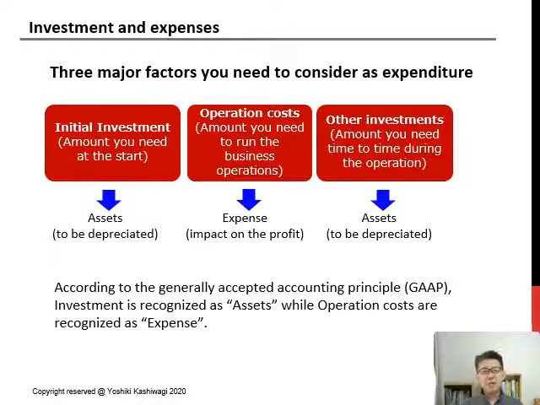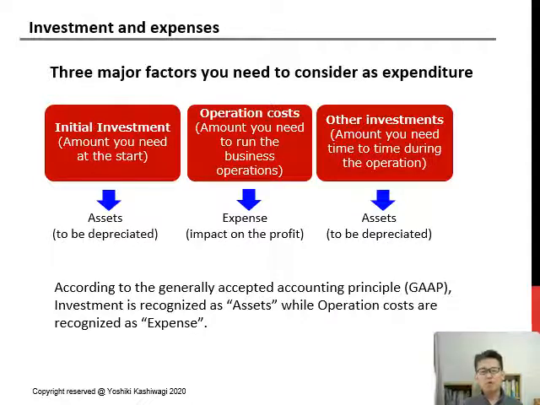And the last one on the right hand side is other investments. That's the amount you have to pay from time to time during the operation. So you need to renovate the office, for example, or you rebuild your factory. So these are other investments you have to make during your business operation. That is an asset.